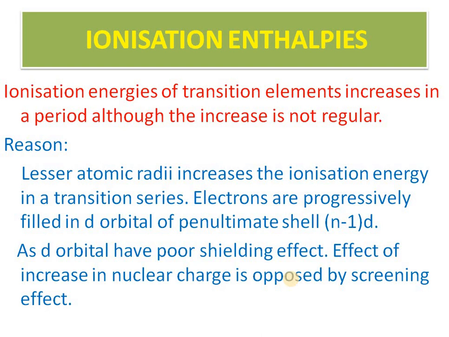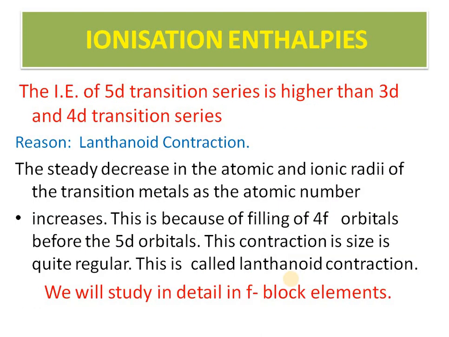This is not a regular change. So here the ionization energy of 5d transition series is higher than 3d transition series and 4d transition series. Why? So we have seen that 3d transition series fills the 3d orbital, and then 4d, and then 5d. Before 5d, 4f filling also starts. So 4f also has peculiar shapes, which results in poor shielding effect.